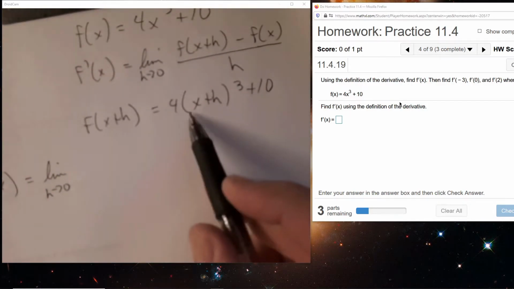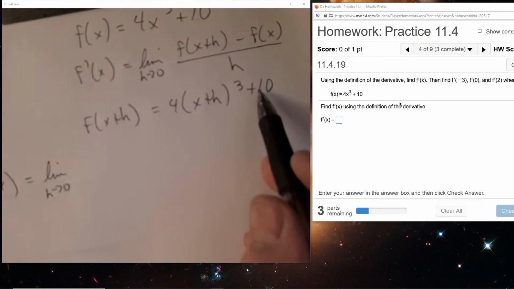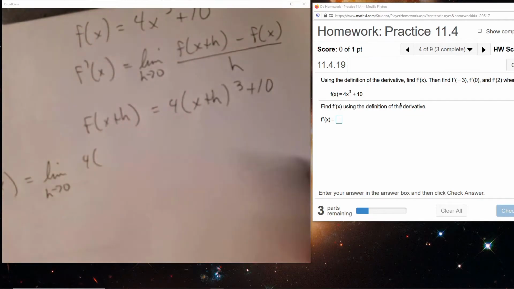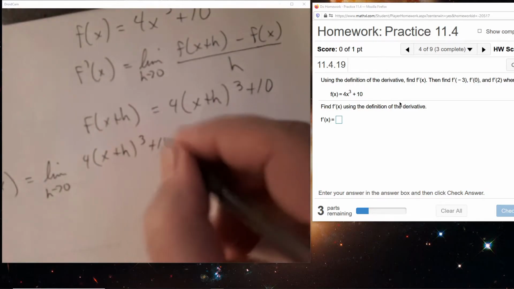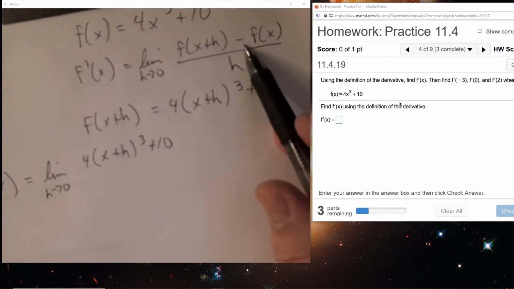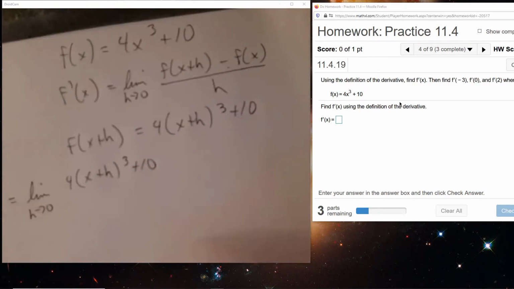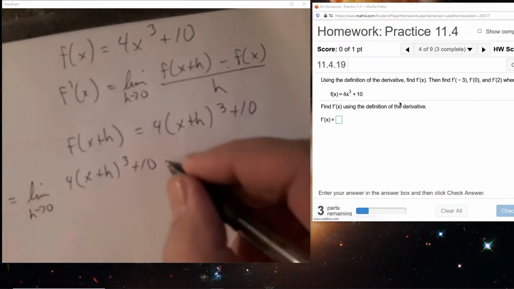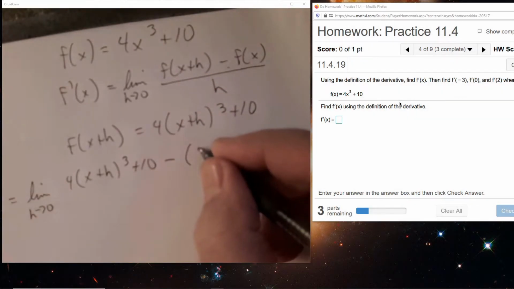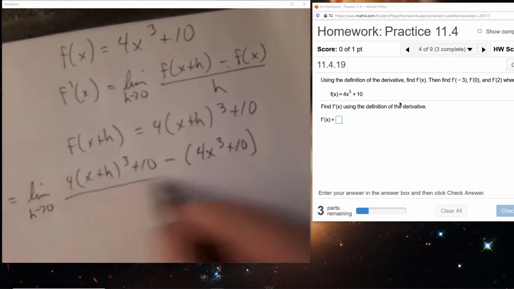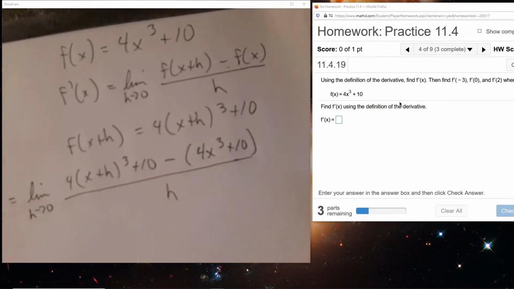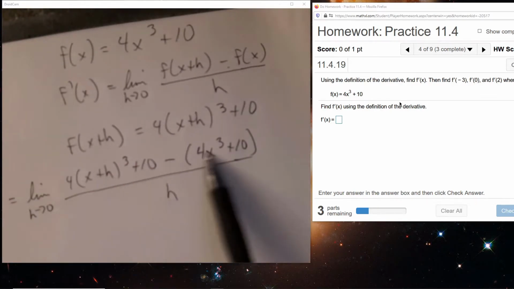So we're going to plug this into the derivative. And then we subtract off the original function. Now the original function does have multiple terms, so we'll have to use the parentheses here to make sure the minus sign distributes correctly. And here is then the limit. And we need to distribute all of this stuff out.